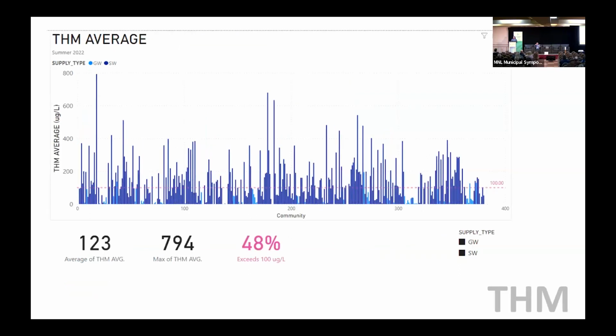So I did briefly just talk about THMs and HAAs. Those are the disinfection byproducts. For a lot of communities on surface water, this might be one of your key water quality issues. There is a guideline value of 100 micrograms per liter.